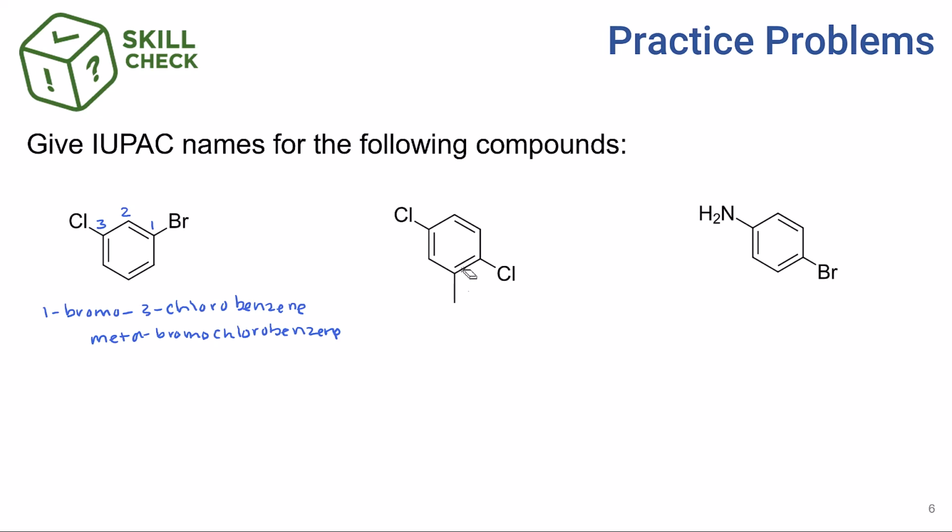With 2 chlorines and a CH3, the CH3 is our parent, this toluene, that I'll number around to give the lowest numbering. So 2,5-dichlorotoluene. And then with an NH2, our parent is aniline. It's across from there, so I'm going to use parabromoaniline.